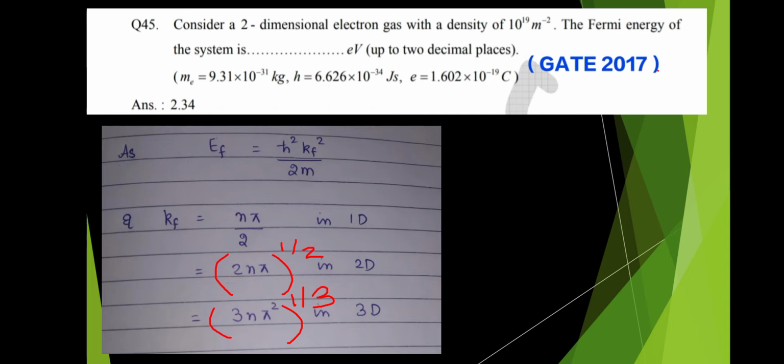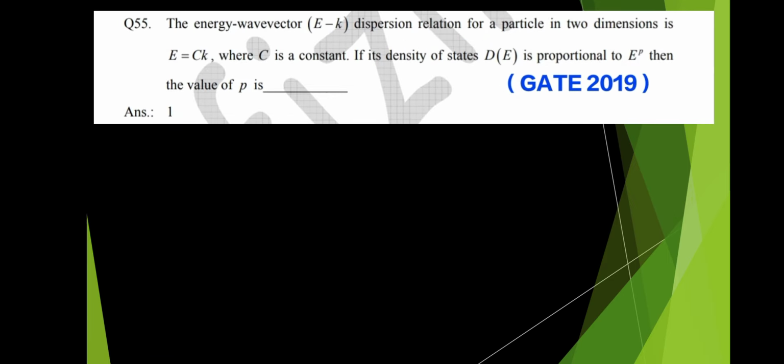Here the power is 1 by 2, and here the power is 1 by 3. So in GATE 2019, this is a question where the energy and wave vector dispersion relation is given to you, that E is equal to C times K. So here you can see that S is equal to 1.